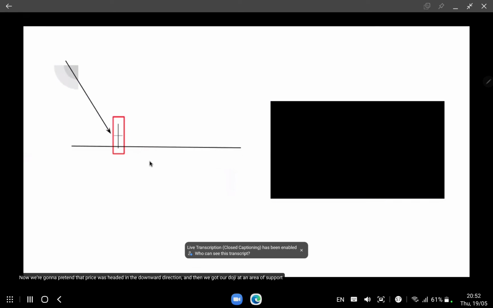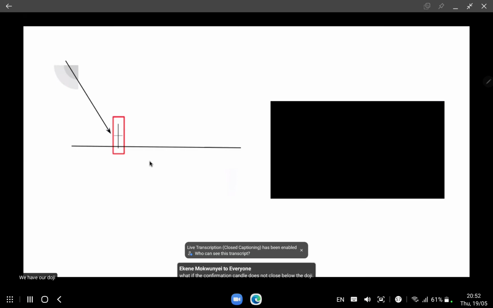Now we're gonna pretend that price was headed in the downward direction. And then we got our doji at an area of support, right? We have our doji at the bottom of a downtrend at an area of support. If I am looking for a confirmation for my buy, what color candle has to appear after the doji?